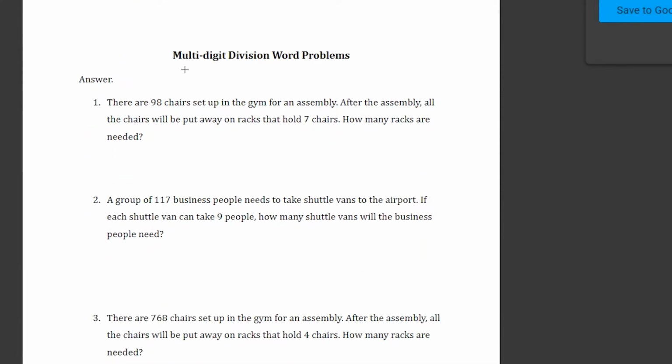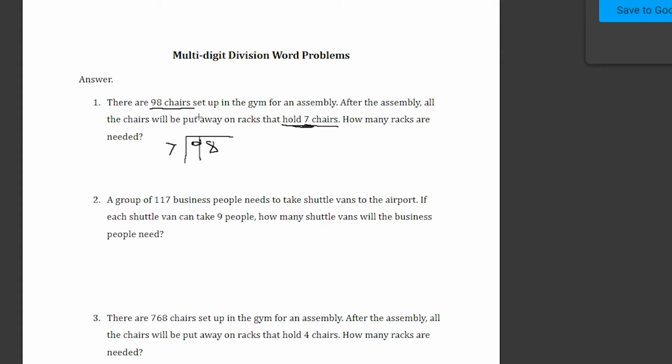For the second page, we're doing multi-digit division word problems. For number 1, it says there are 98 chairs set up in the gym for an assembly. After the assembly, all the chairs will be put away on racks to hold 7 chairs. How many racks are needed? So we have the number 98 chairs and 7 chairs. And each rack holds 7 chairs, so that's how we know we're dividing. So we're going to be doing 98 divided by 7.